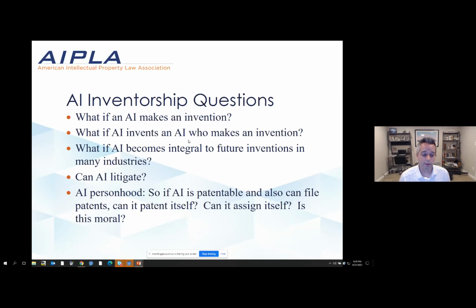A fun question to think about is whether an AI could litigate. Could they send you a cease and desist letter? And then the last one is just kind of can make your head hurt. If an AI is patentable and also can file patents, can it patent itself? Can it assign itself? Is that okay? Are we all right with that? There's obviously tons of questions wrapped into personhood and what it means to be an inventor.